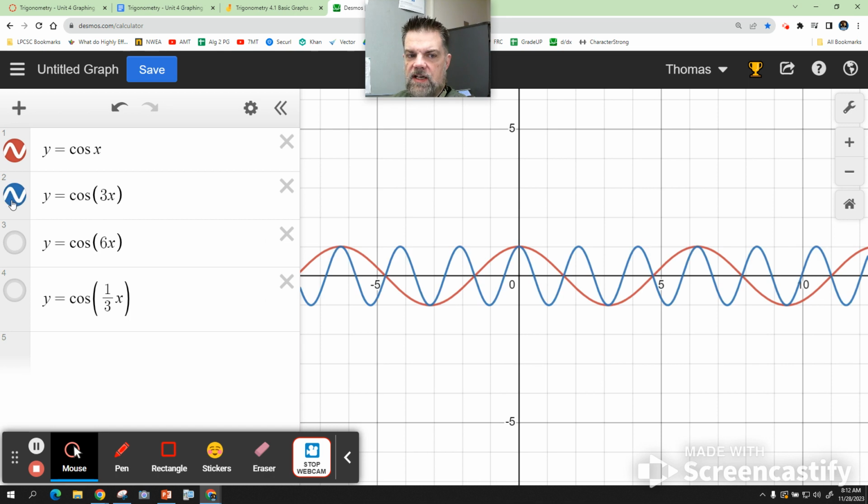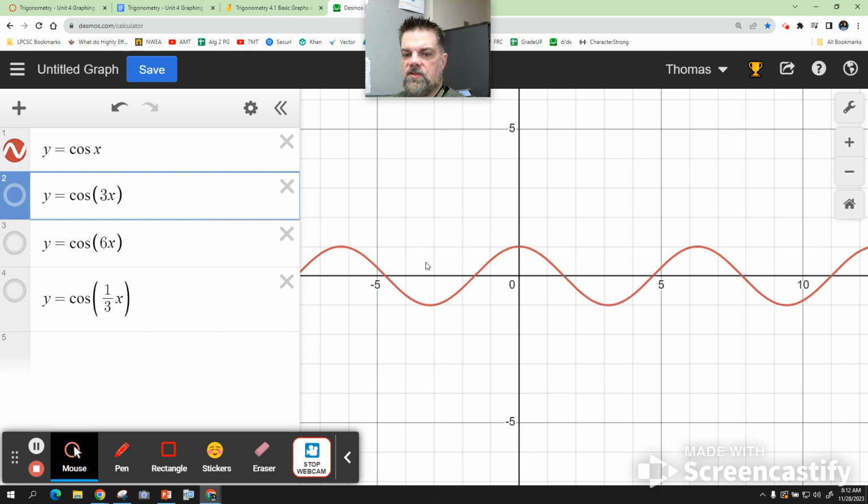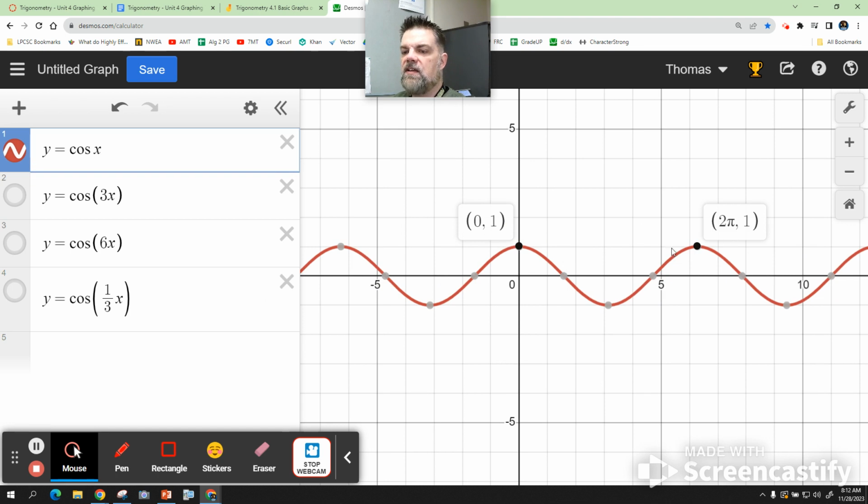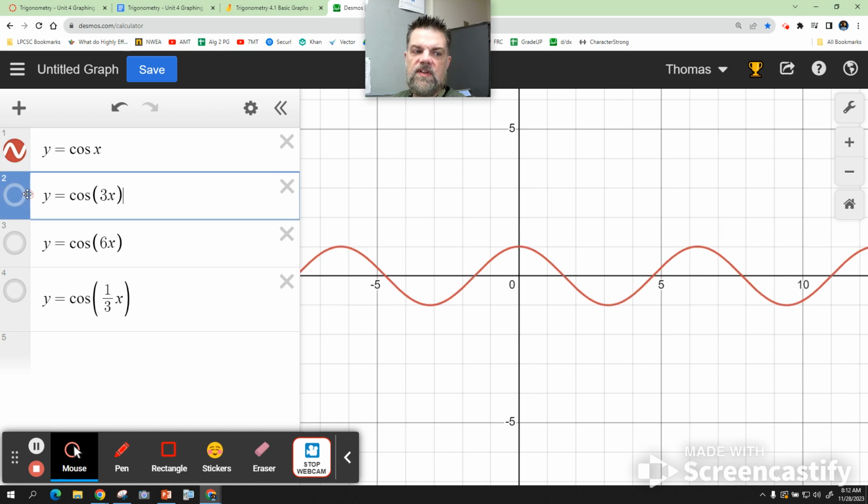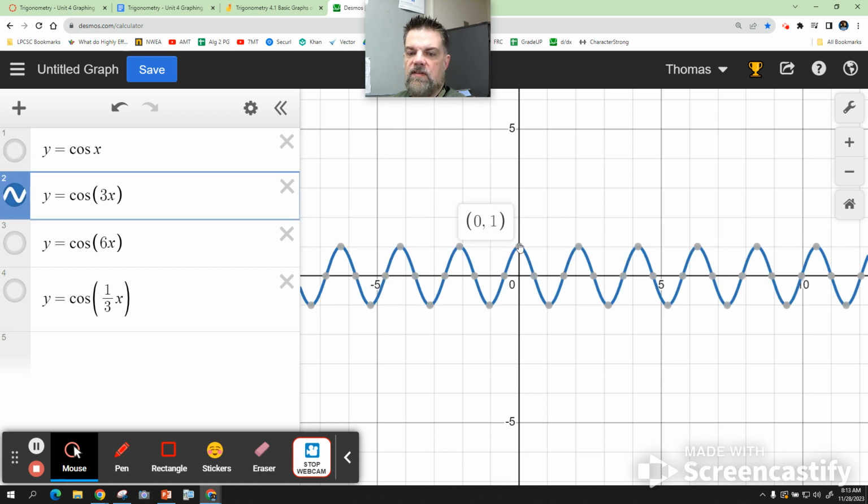Now what happens when I change that to 3? If you were to guess, what do you think it's doing? Compressing horizontally. In other words, remember that this has a period of 2 pi. So to get from this hump to this hump, 0 to 2 pi, and then the pattern repeats. But for this one, to get from this hump to this hump, it's 2 pi divided by 3.